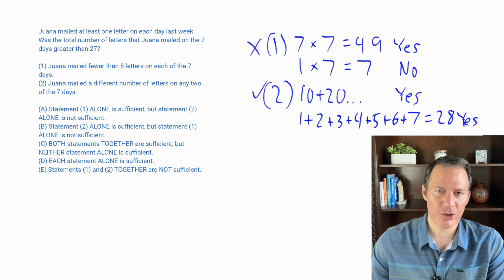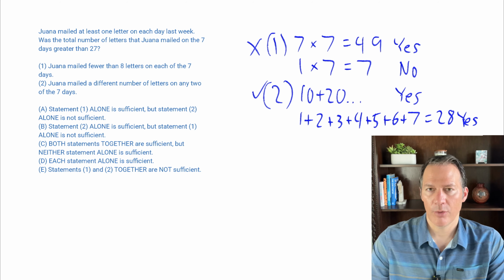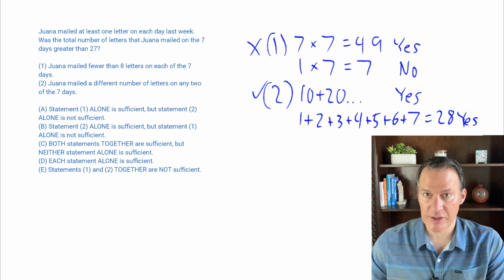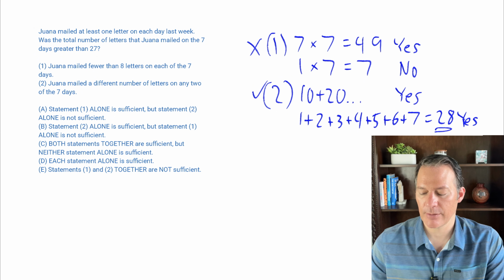Okay, so how are we sure, though, that that's sufficient? Well, remember, we tested to see if we could get it as small as possible. So 28 is the smallest possible total we could get. Nothing else is going to be lower than that. So there's no way to get a no here, so this is definitely sufficient.